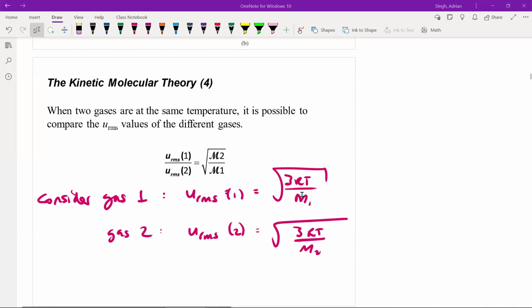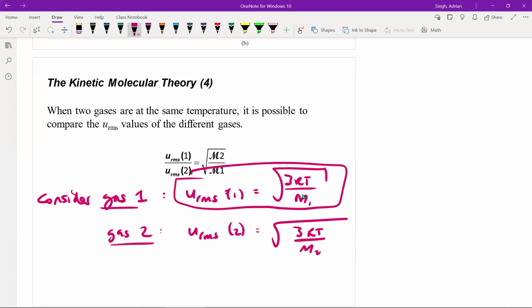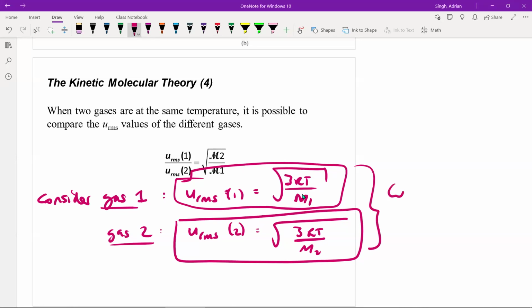So if we want to make some comparisons between, let's say, two different gases, we'll just call them gas one and gas two for right now. We can write the root mean square equation for gas one, right? So it's the square root of 3RT over the molar mass of gas one, and the subscript one there is our first gas. We can do the same thing for gas two as well. We can write the root mean square equation as the square root of 3RT over the molar mass of gas 2. What we can also now do is compare these mathematically.